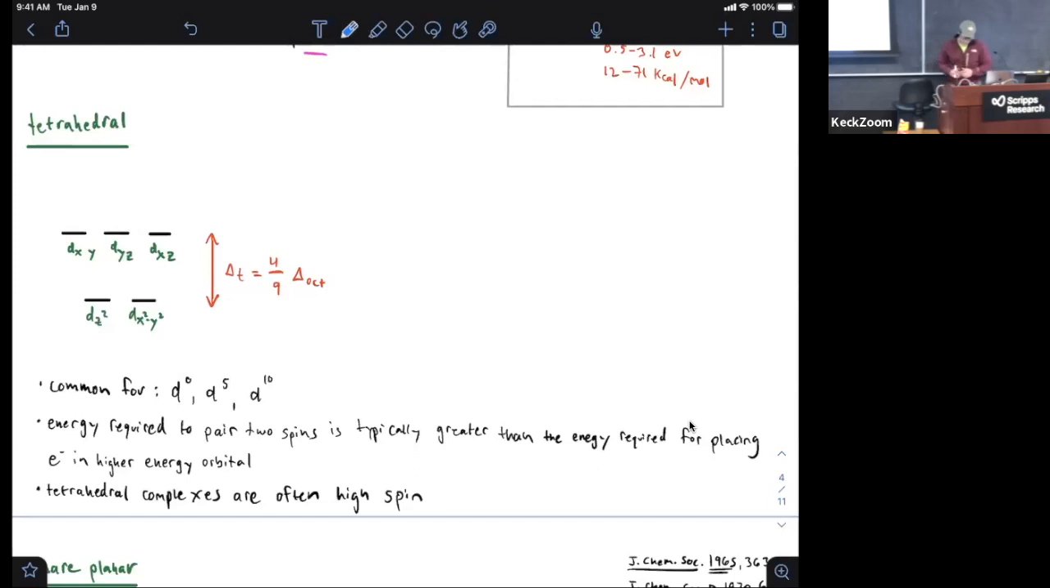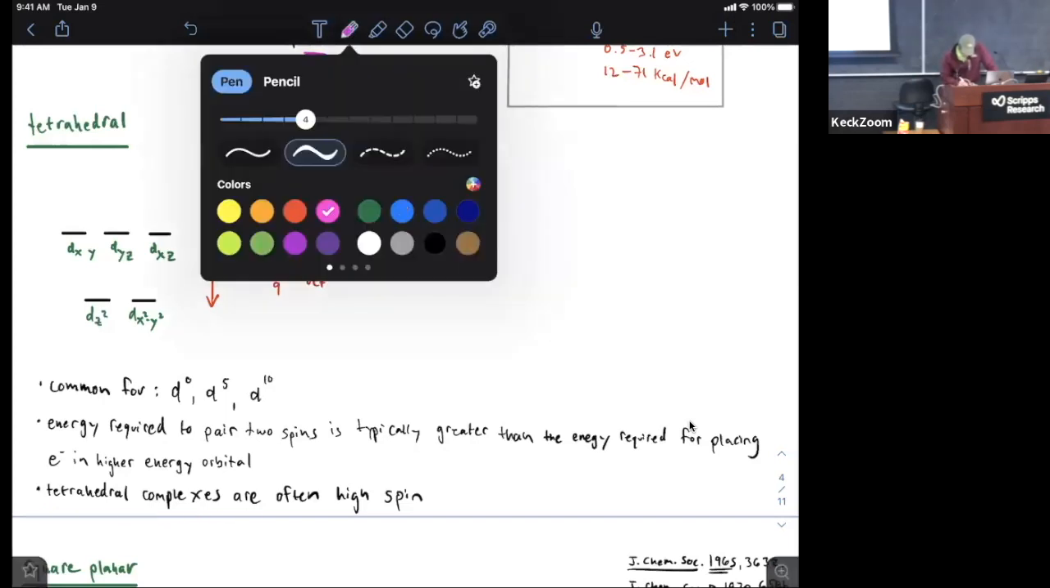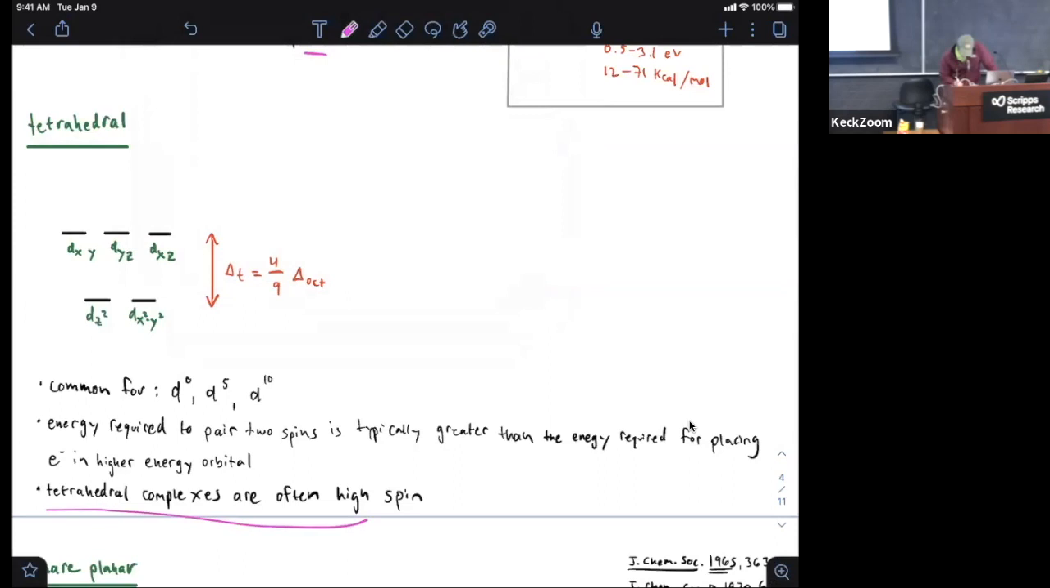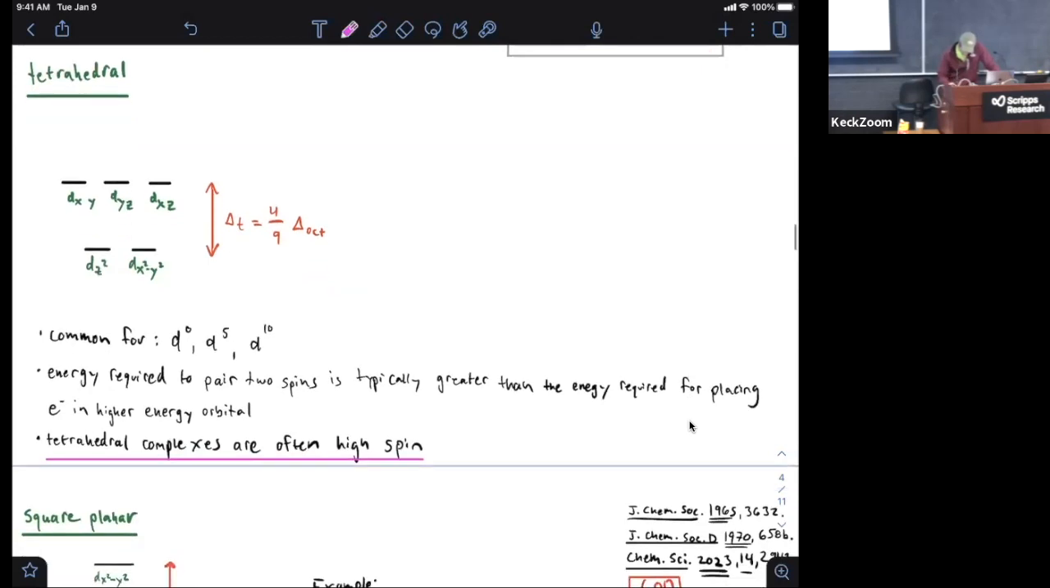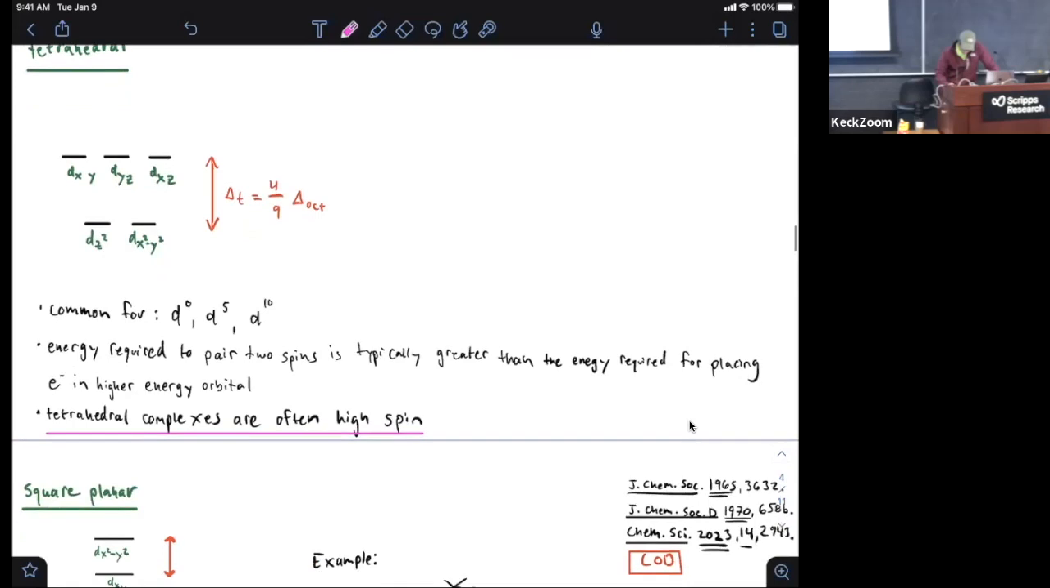And that's why oftentimes tetrahedral complexes can be high spin, and we'll unpack what that means later in class. But the overall difference between these two energy levels is lower, which means that as you're filling in orbitals, this higher energy orbital can get filled in. So this tetrahedral geometry is common for d0, d5, and d10. And we just saw examples of d0 and d10 as we were going through that table earlier.